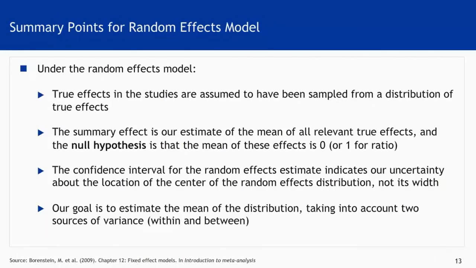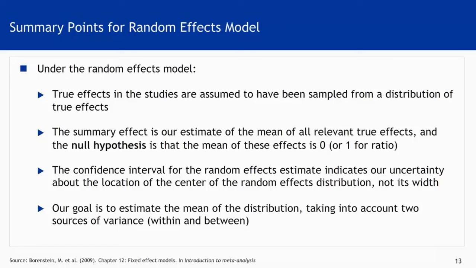So, what is a random effects model? Here are some of the summary points that you're going to take away from this lecture. Under the random effects model, we assume the true effects in the studies have been sampled from a distribution of true effects. So basically the idea, going back to the slide, is whether the circles from the studies would coincide or align on top of each other, or there's a distribution. That's the difference between the two models. When they're identical, lying on top of each other, that's the fixed effect model. When you're assuming they have been sampled from a distribution of true effects, then that's a random effects model.